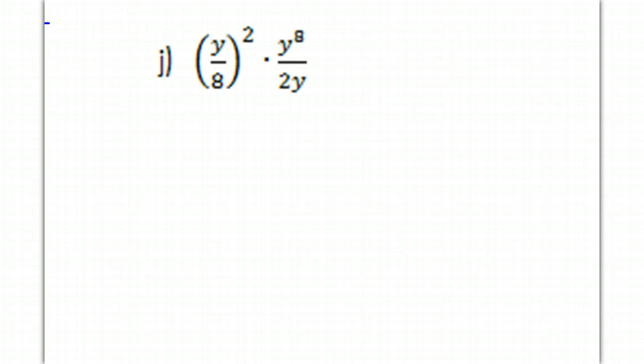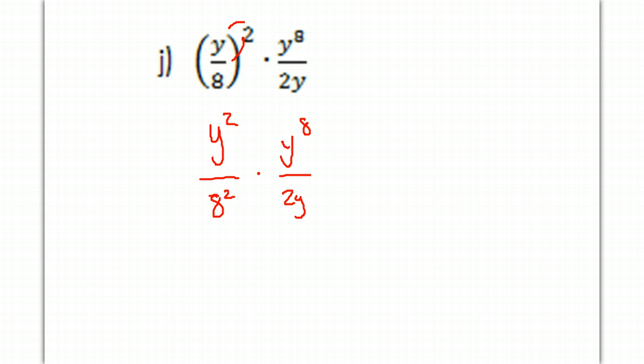Part J gets a little more complicated. We're going to, on this side, distribute that 2 to the top and bottom, the y and the 8. And then at the end, once we do that, we're going to multiply across the top and across the bottom to combine these fractions. So first one, distribute that exponent of 2. We get y squared over 8 squared. And I'm just going to bring everything else down. We had y to the 8th over 2y.